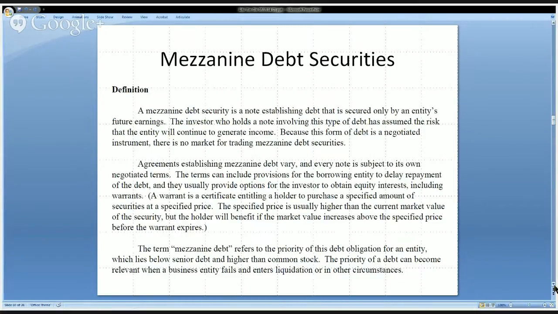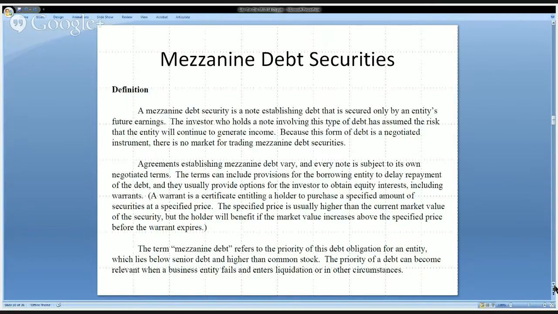So let's break down what the different words in mezzanine debt securities means. So the word mezzanine refers to the debt service priority that a company has. So let's say that a company is going to be liquidated.